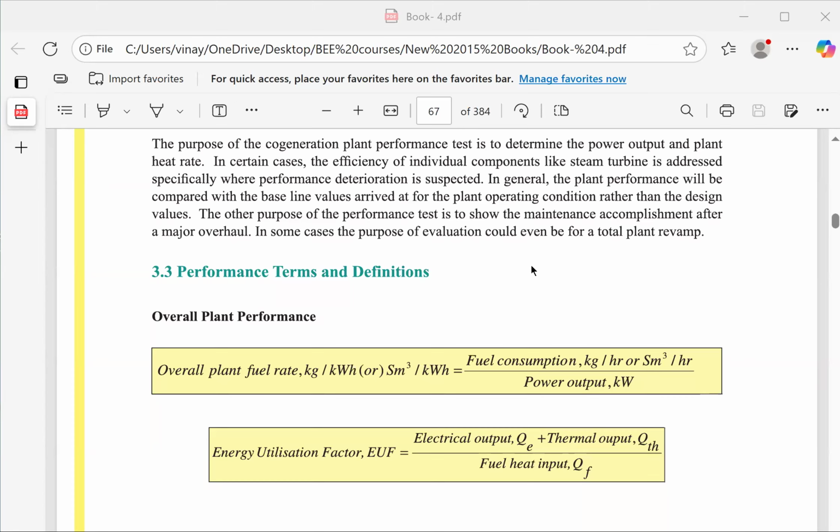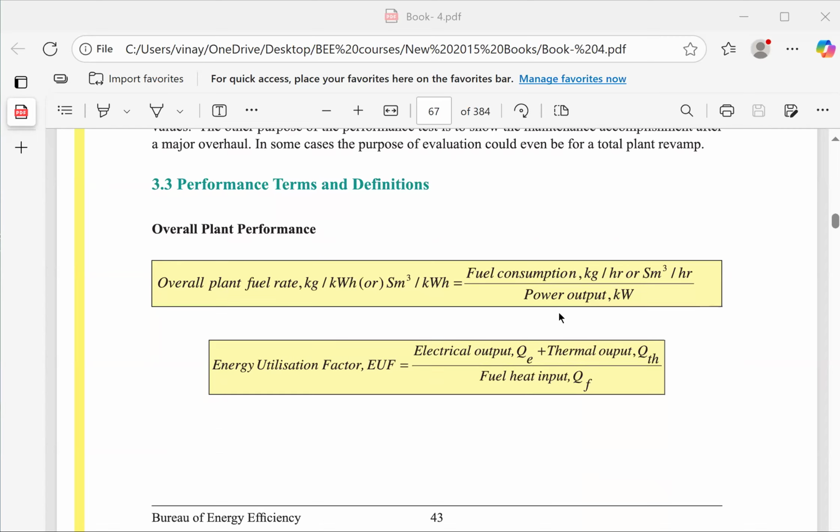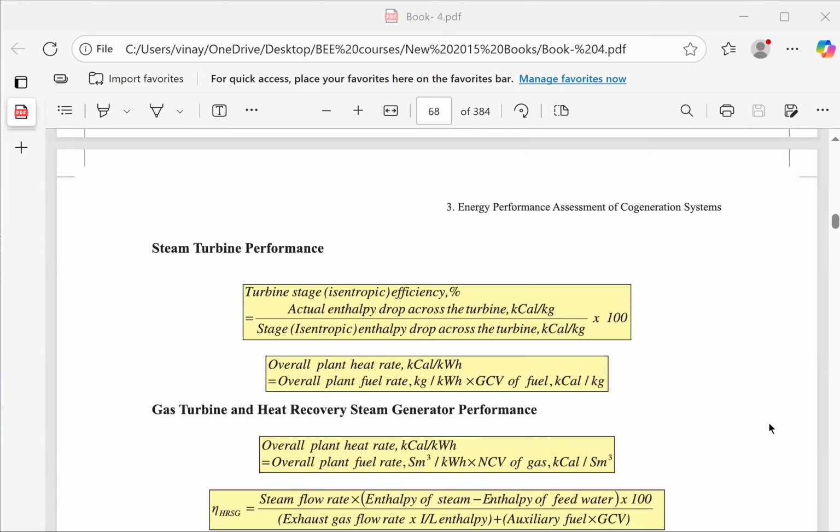That will depend on how much useful heat you have generated out of the total heat input in the process. Right. Next, the turbine stage isentropic efficiency. The concept of isentropic I have explained. But to remind, isentropic is the ideal conditions in which the steam is allowed to expand. In reality, the actual expansion curve and the isentropic curve, they differ.